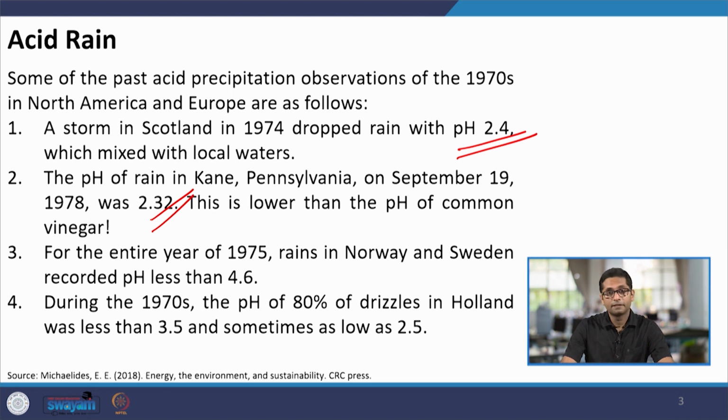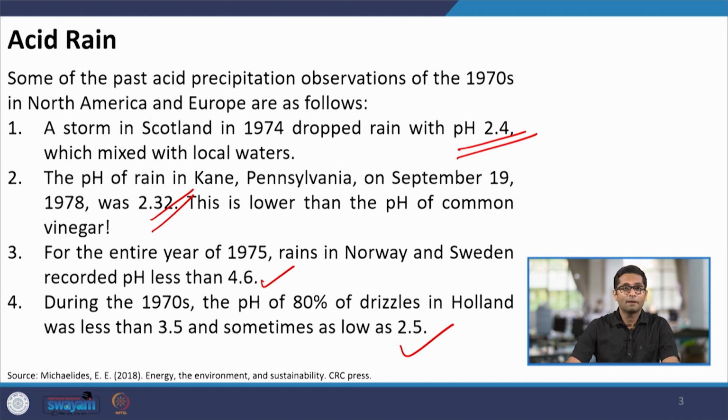Then in Norway and Sweden, it was recorded that the rains consistently had a pH of less than 4.6. Something similar was also experienced in Holland, where the pH of 80% of the drizzles was less than 3.5 and sometimes as low as 2.5. A majority of this was because of the power production or energy production pathways, which were primarily sourced from coal, because a lot of SOx and NOx emissions were going into the atmosphere.